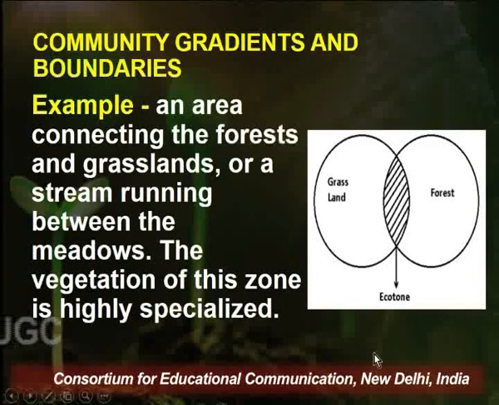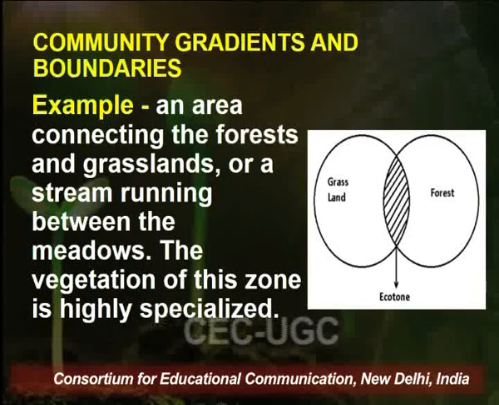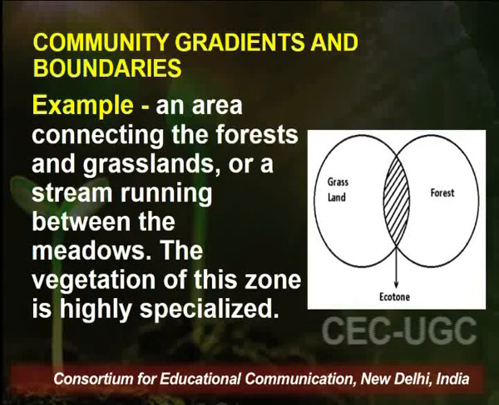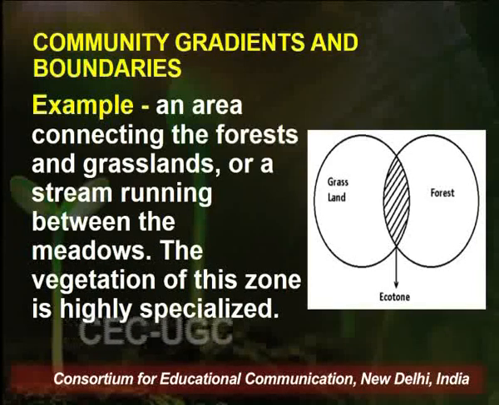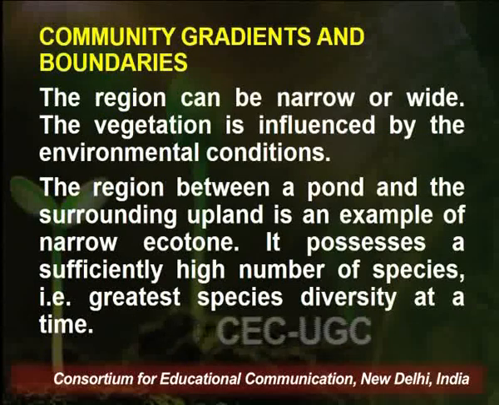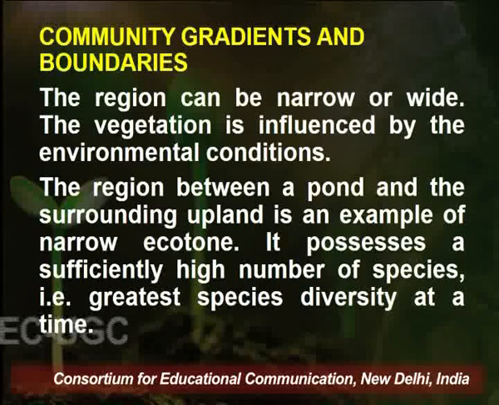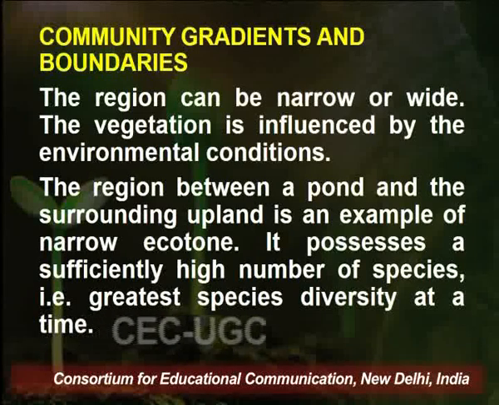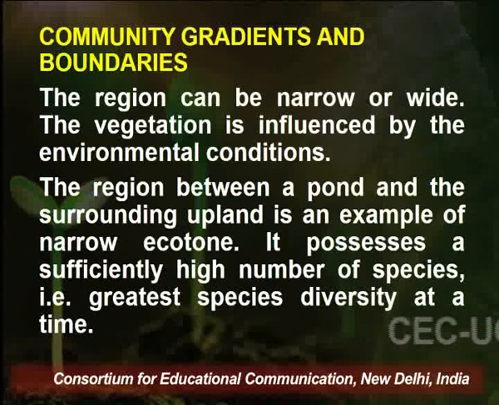For example, if we talk about an area connecting the forest and grasslands as shown in the diagram, or a stream running between meadows, the vegetation of this zone, the ecotone, becomes highly specialized. Why? Because the region can be narrow or wide and the vegetation is influenced by the environmental conditions. The region between a pond and the surrounding upland is also an example of a narrow ecotone.